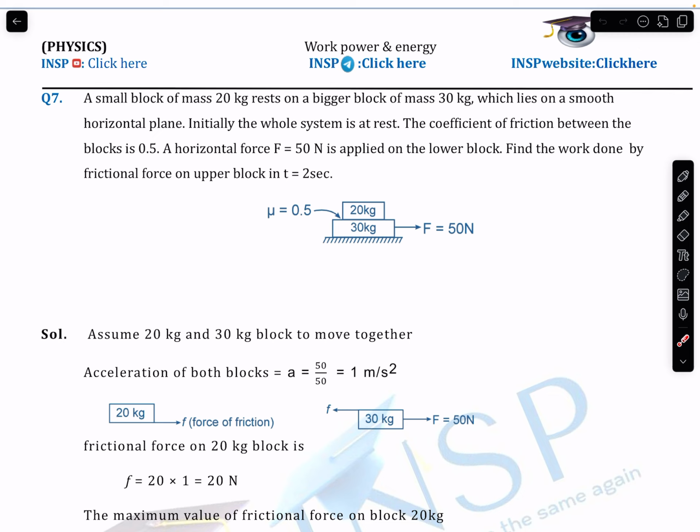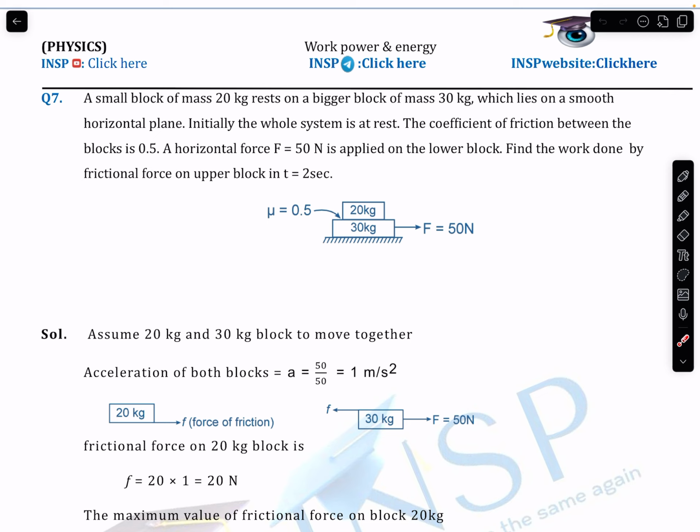The next problem is: a small block of mass 20 kg rests on a bigger block of mass 30 kg which lies on a smooth horizontal plane. Initially the whole system is at rest. The coefficient of friction between the blocks is 0.5. A horizontal force F equal to 50 Newton is applied on the lower block. Find the work done by the frictional force on the upper block at t equal to.